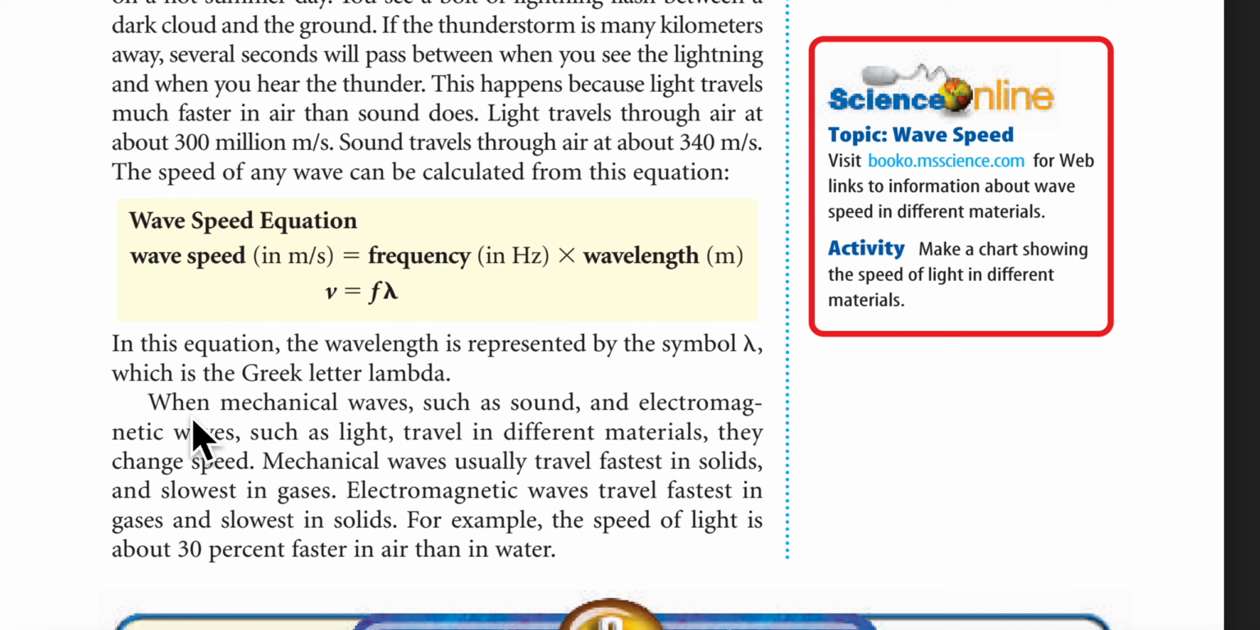And this last little paragraph is interesting. When mechanical waves such as sound and electromagnetic waves such as light travel in different materials, they change speed. Mechanical waves usually travel fastest in solids and slowest in gases. Electromagnetic waves travel fastest in gases and slowest in solids. For example, the speed of light is about 30% faster in air than in water.